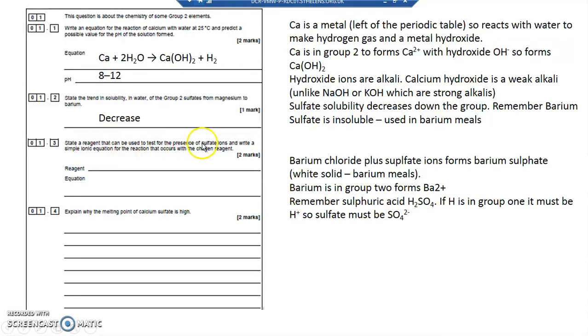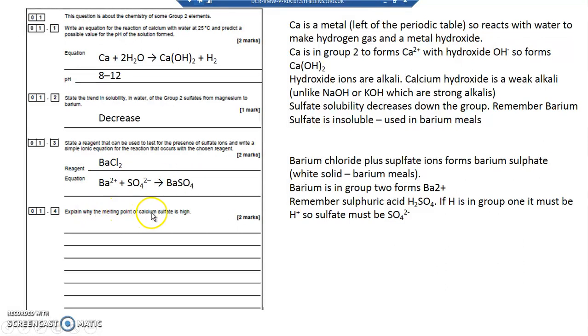State the reagent used for the presence of sulfate ions. So to make barium sulfate, you'd use something like barium chloride, and therefore barium chloride, Ba2+, it's in group 2, Ba2+, reacts with sulfate ions SO4 2-, Ba2+ plus SO4 2- to make barium sulfate BaSO4. It's just BaSO4 because 2+ and 2- cancel each other out.